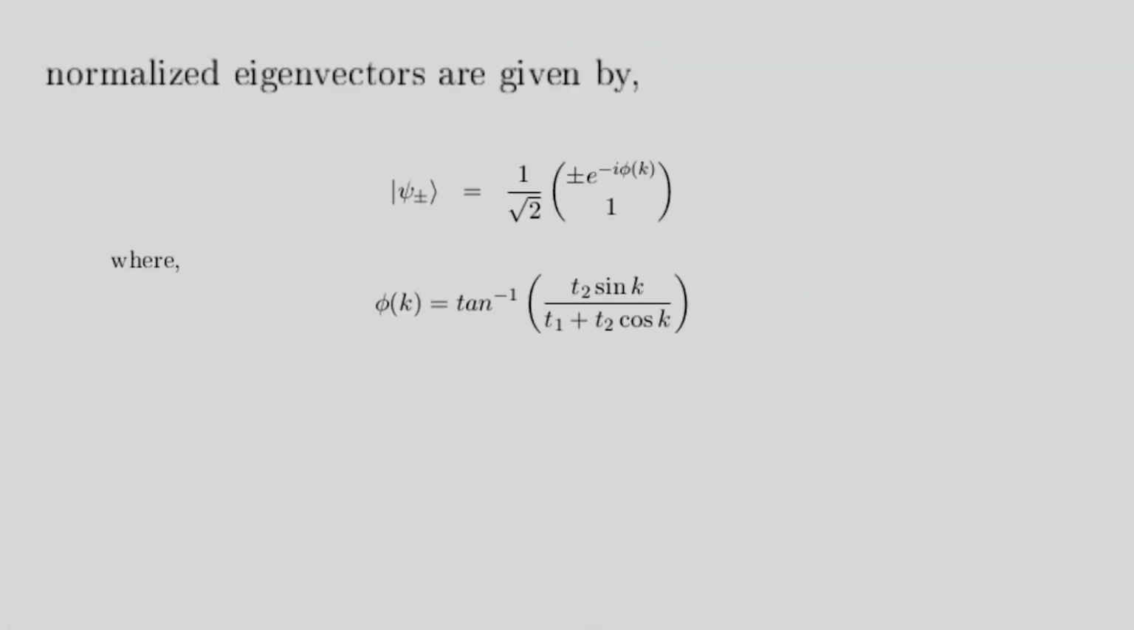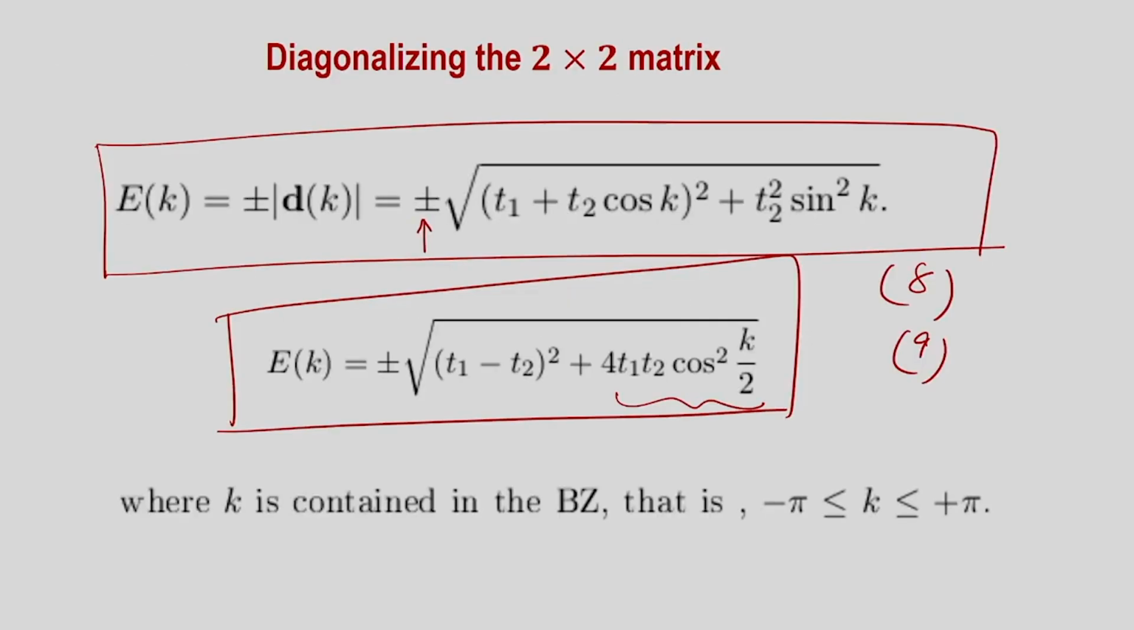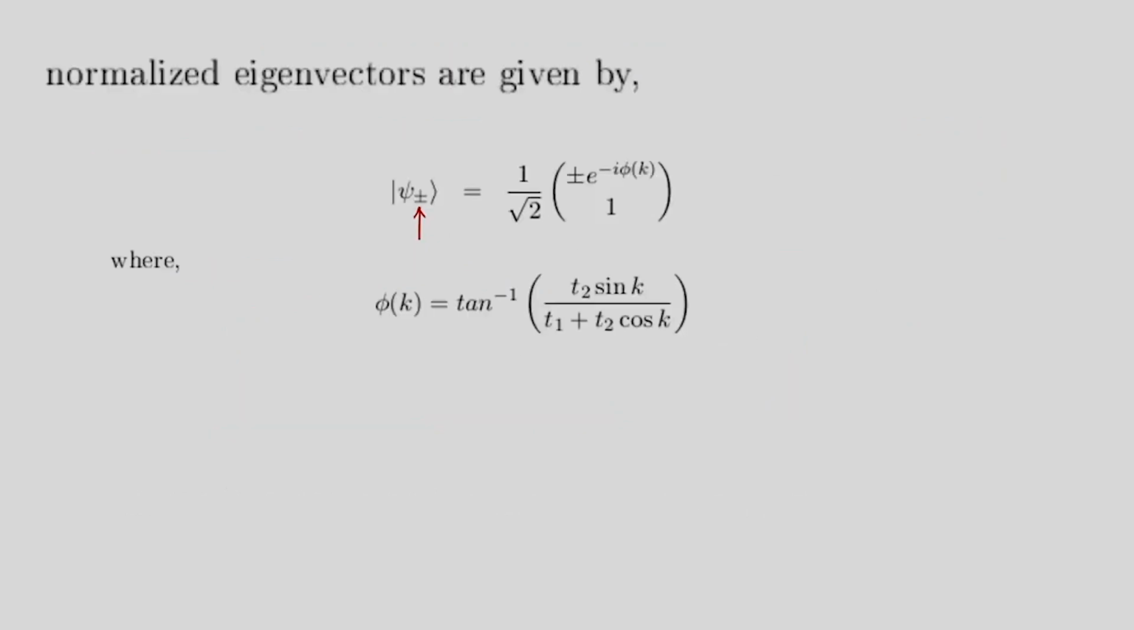Okay. So you can solve the matrix and find the eigenvectors as well. We have calculated the eigenvalues, and here are the eigenvectors. The plus and minus signs that you see here correspond to the plus and minus eigenvalues of this Hamiltonian, or these energies that you see here. So this is equation 10, and this phi k is nothing but the tan inverse of t2 sin k, which is nothing but the tan inverse of dy by dx.